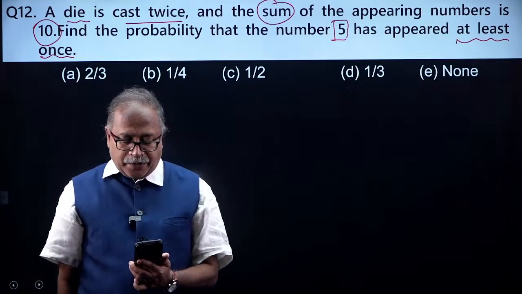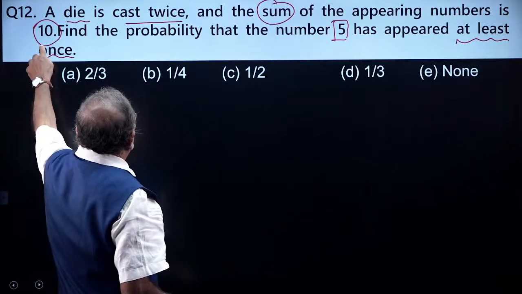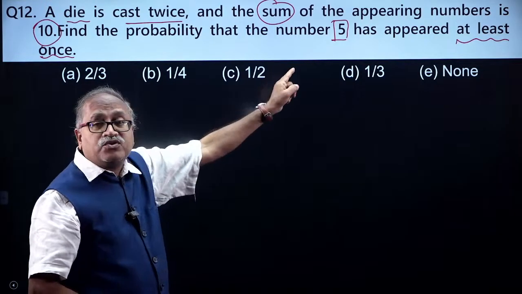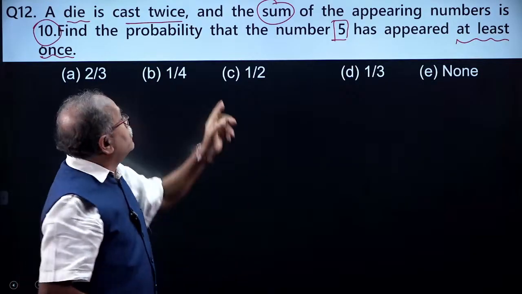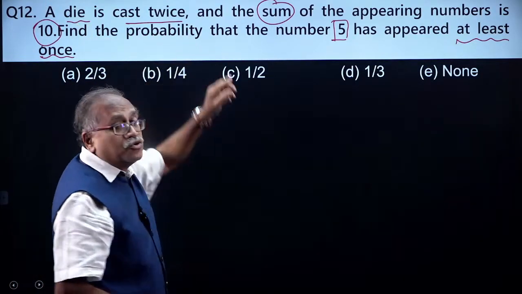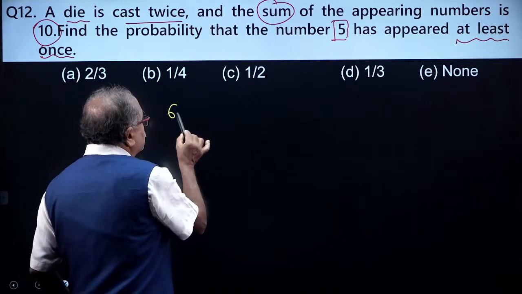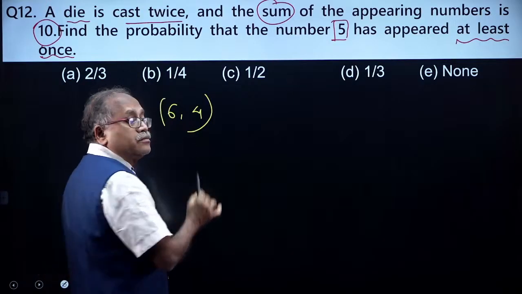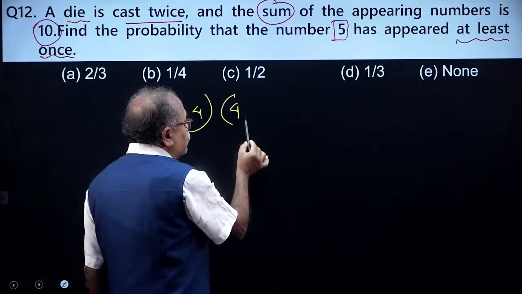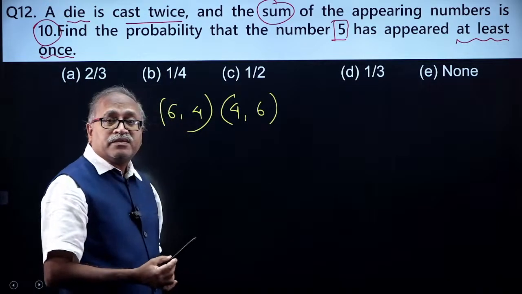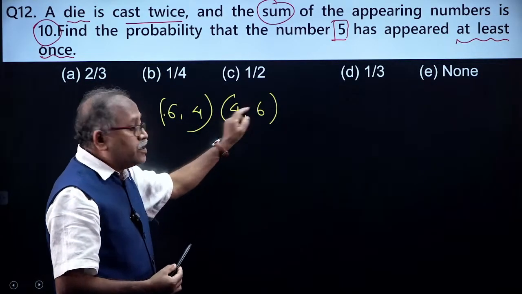Okay, okay. The time is up. Now, the sum is 10 and at least one 5 should be there. How many ways can I get 10 when a dice is thrown twice? The first possibility is 6 and 4, that comes to 10, or the first dice is 4 and the second dice is 6. There is another combination because this is dice 1 and this is dice 2.